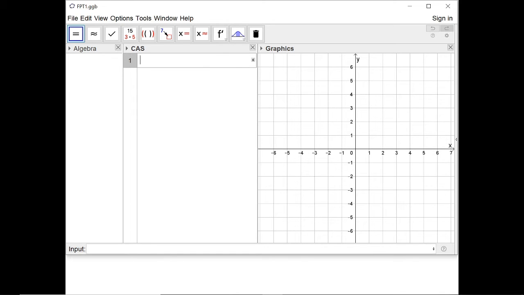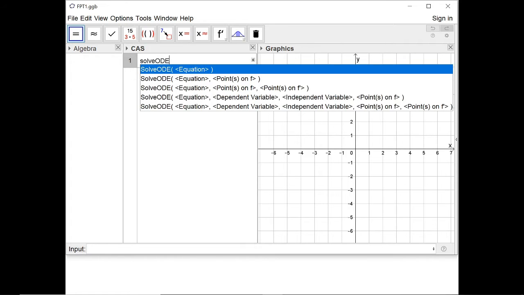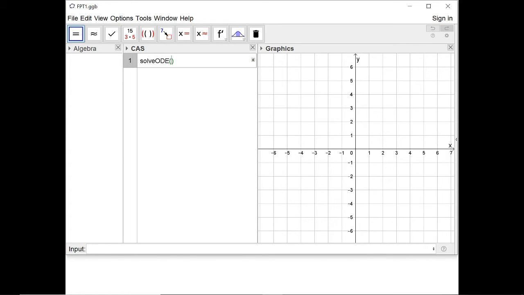I can use my CAS window to solve this. So I want to solve the ODE and I want dy by dx, so y prime equals 2y. Space for multiplication there. And it solves it and it gives me the general solution y equals c1 e to the 2x for some constant of integration c1.